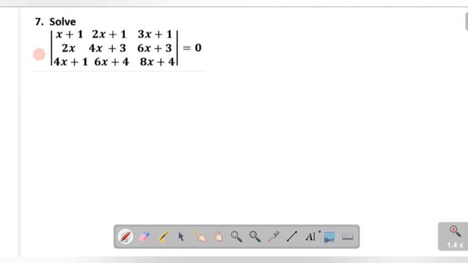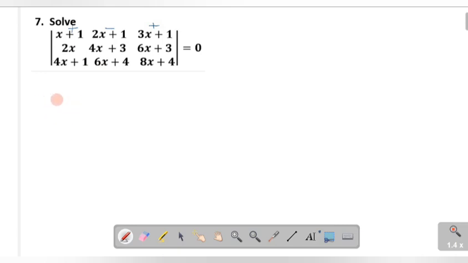Solve this. So this is the determinant. The determinant of this matrix is equal to 0. So what we're going to do is assign signs to this. You can actually look for the simplest one to assign signs to, but let's just do this. This will be plus, this will be minus, and this will be plus.